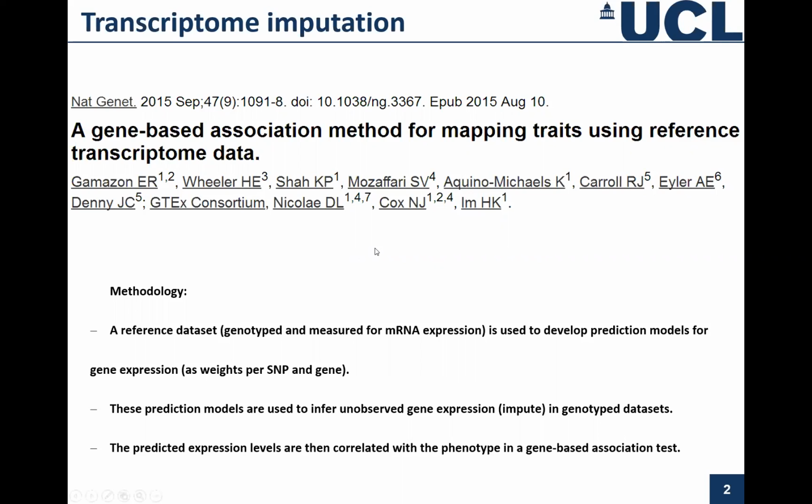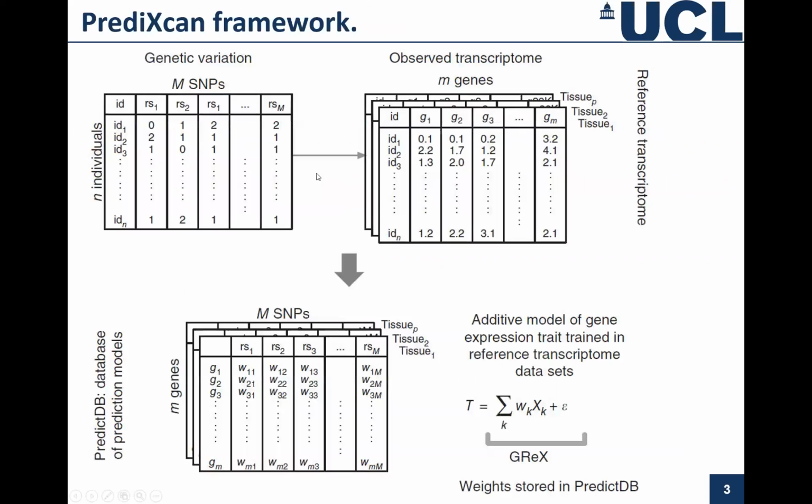So those 3 steps graphically represented here. We are starting from the reference transcriptome with genotype matrix of the SNPs, genotype per individual. And then in the same individuals, we have the transcriptome data with the gene expression level per gene. This can also be coming from different tissues.